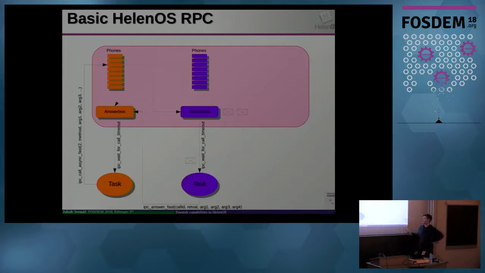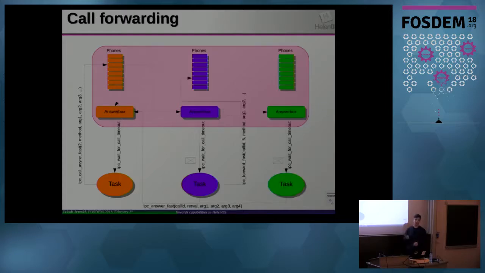And then it has one of two options. It can answer the call using the call ID and some return arguments, in which case the call goes back to the answer box of the sending task, from where it can again be waited for by the original sender, which concludes the loop, and the sender gets a reply to its own message. But the recipient doesn't have to answer. It can do a different thing. It can also forward the call to someone else.